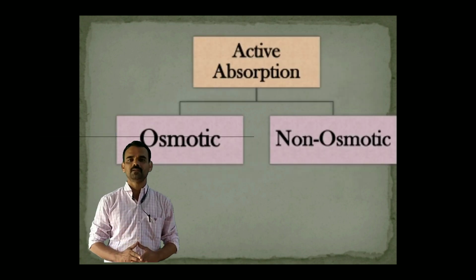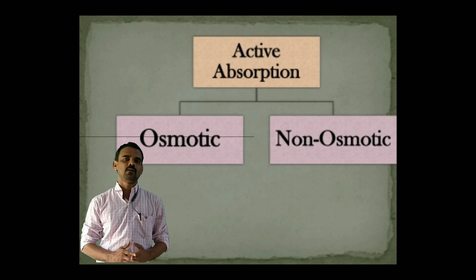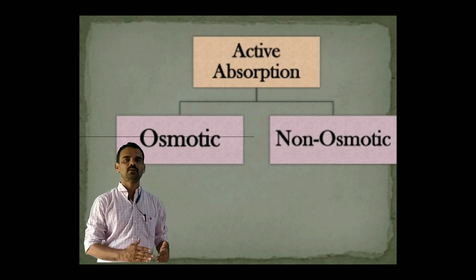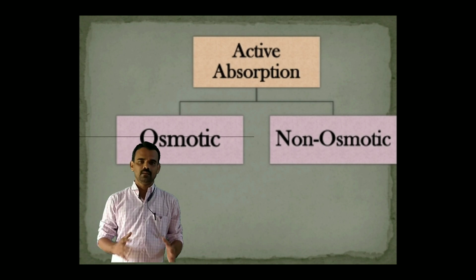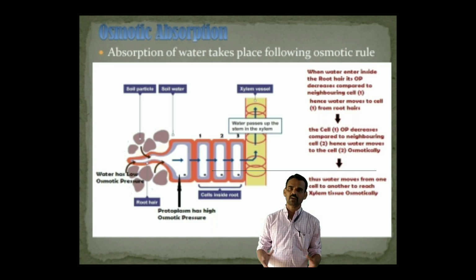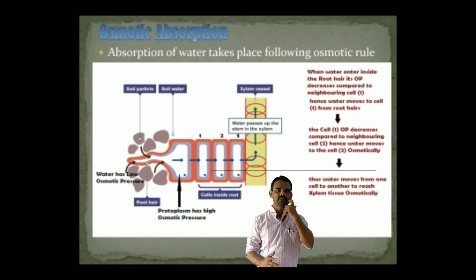Active absorption is further categorized into osmotic absorption of water and non-osmotic absorption of water. Now we will discuss these absorption phenomena one by one. In case of osmotic absorption, what happens? The absorption of water takes place following the osmotic rule.